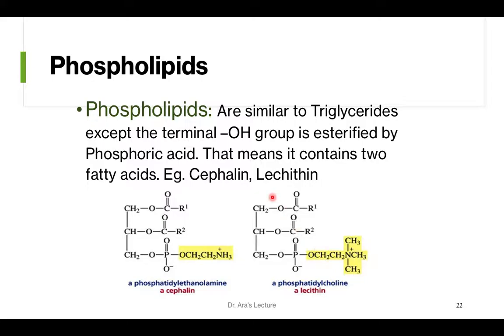Phospholipids. It's very simple: they are lipids that contain a phosphate group. They are similar to triglycerides except the terminal hydroxyl group, the terminal OH group, is esterified by phosphoric acid. That means it contains two fatty acids. Cephalin and lecithin are examples of phospholipids.